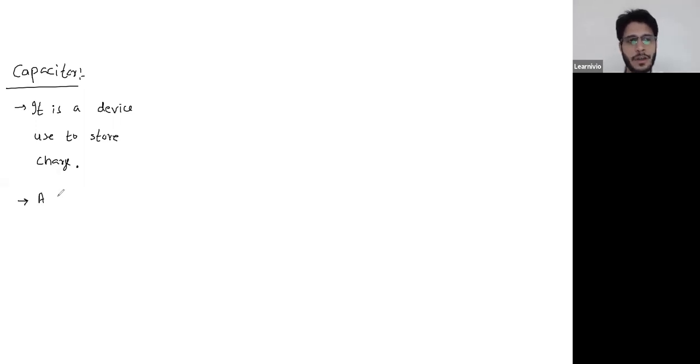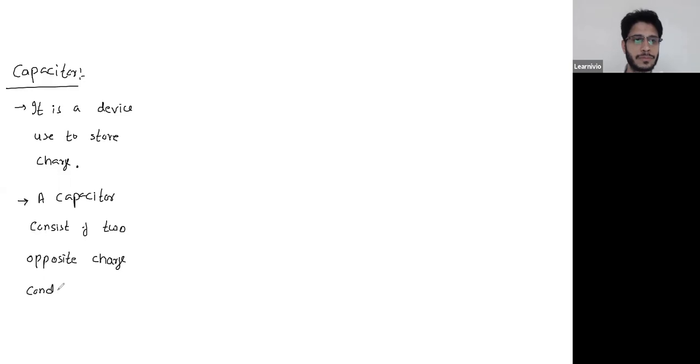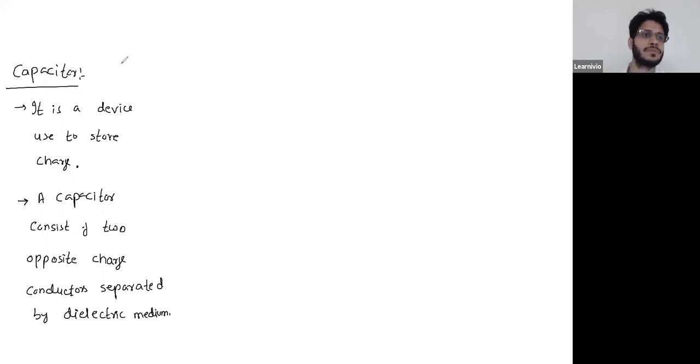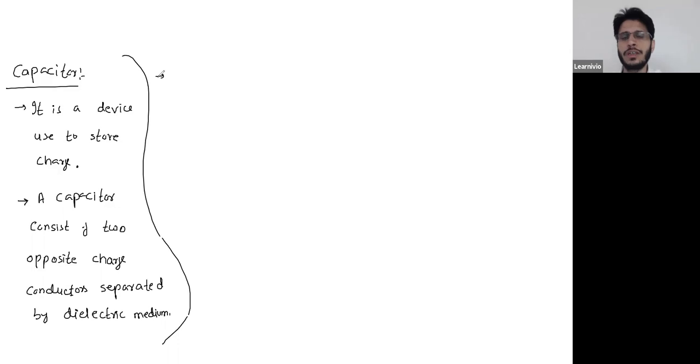So how to make a capacitor? A capacitor consists of two oppositely charged conductors separated by a dielectric medium. So a capacitor is simply a device which can store a very large amount of charge. It consists of two conductors. Both the conductors should have opposite charge, and they should be separated by a dielectric medium.